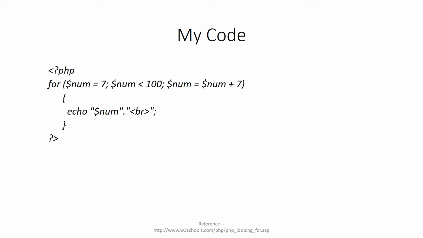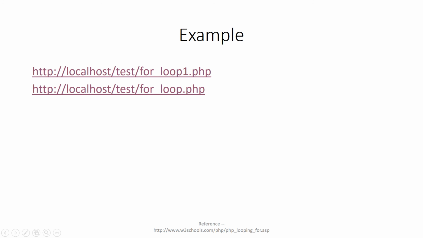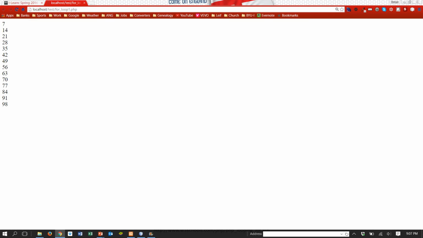And then, of course, down here for my echo statement, that's what's going to display those numbers to the screen. And I put a break there so that it puts them underneath each other as opposed to right beside each other. So let's take a look at exactly how it works using my example here. So this is my example. As you can see, it starts at 7, and it just keeps adding 7 to it each time, all the way up to the last number it can add 7 before 100, which happens to be 98.